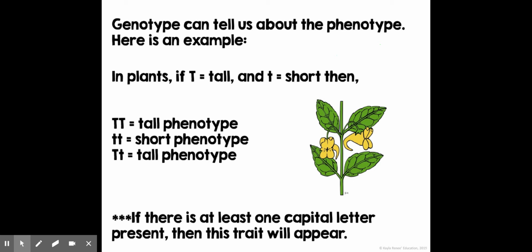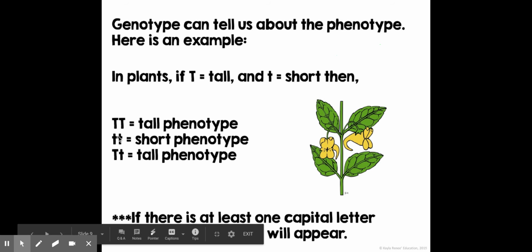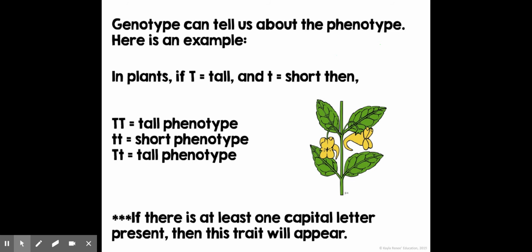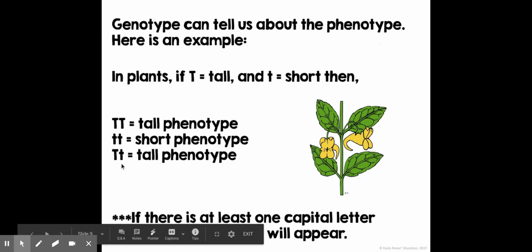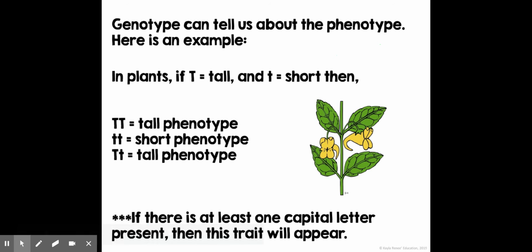If I have homozygous recessive, so two lowercase t's, then I have a short phenotype. My genotype is two lowercase t's to show both parents gave a recessive gene. The phenotype that we're seeing is that that plant is short. Now, if we have heterozygous, so one parent gives a dominant and one parent gives a recessive, then I'm still going to have my phenotype be a tall plant.